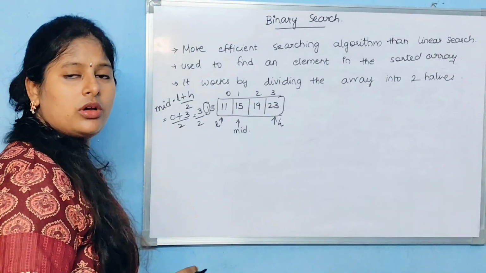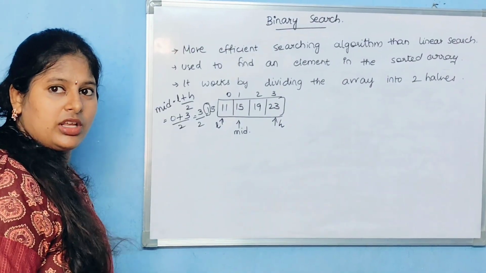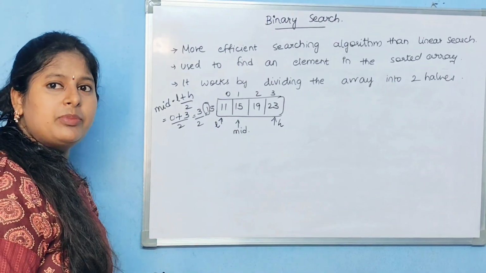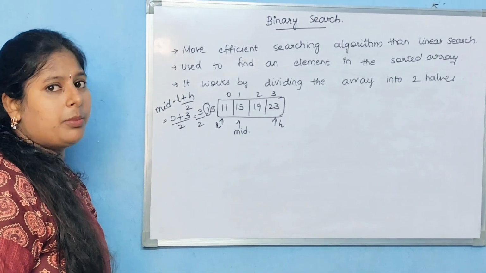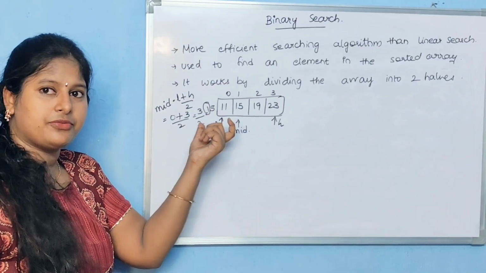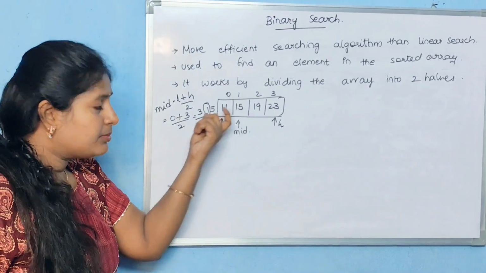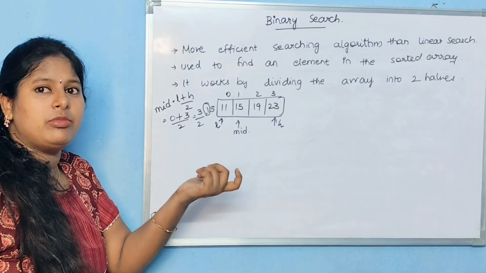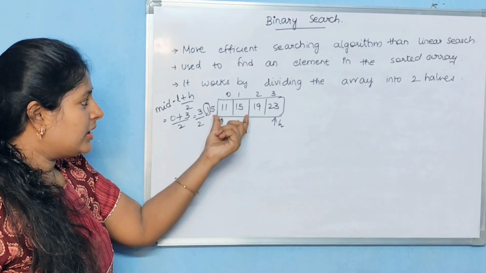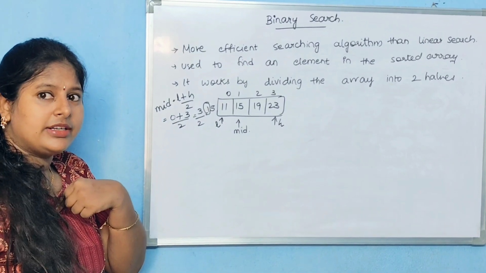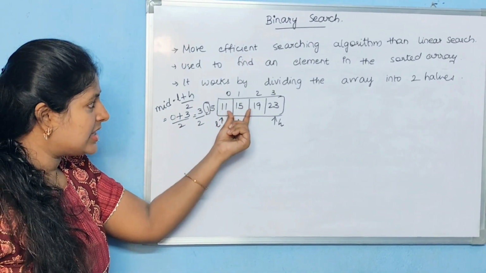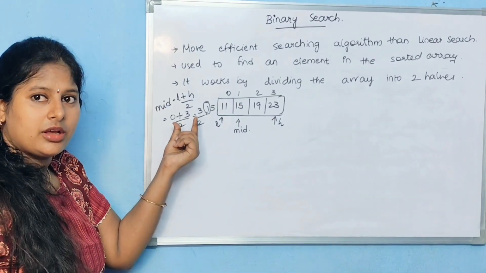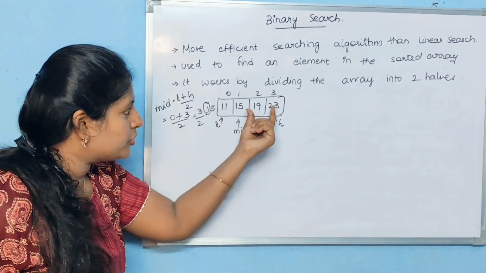Now there is a condition. You want to search for an element. The element can be found at the mid position. For suppose my search element is 15, it might be found at mid only. My mid element might be my search element, or my search element is, for example, 10. So 10 is less than 15, so I have to search on the left side of 15. I need not go to the right side.